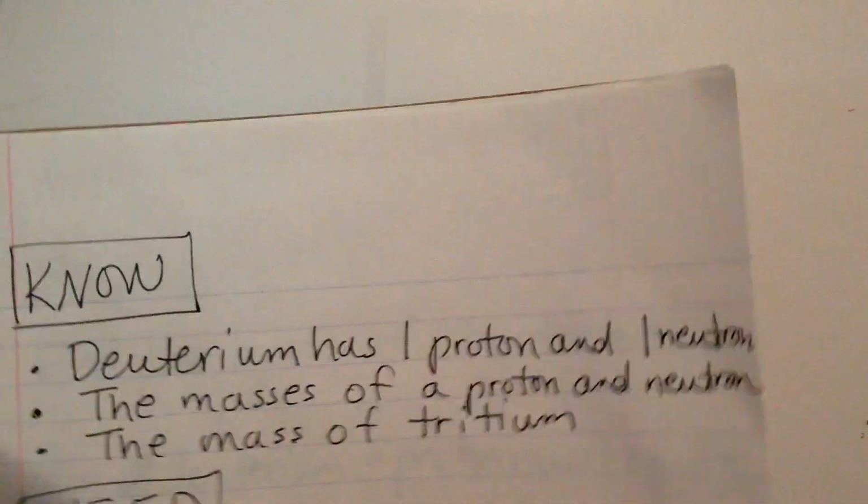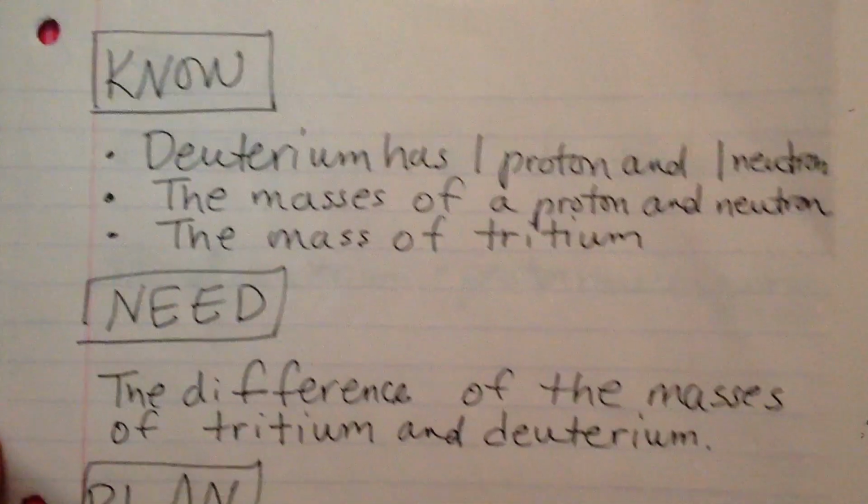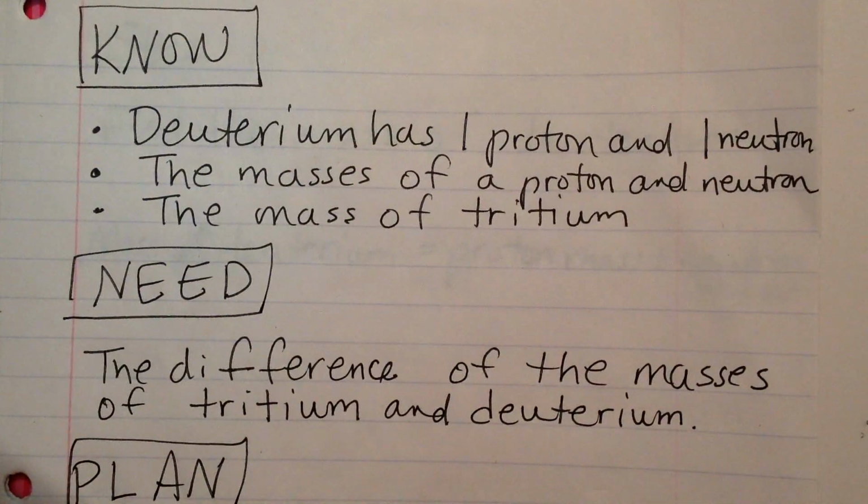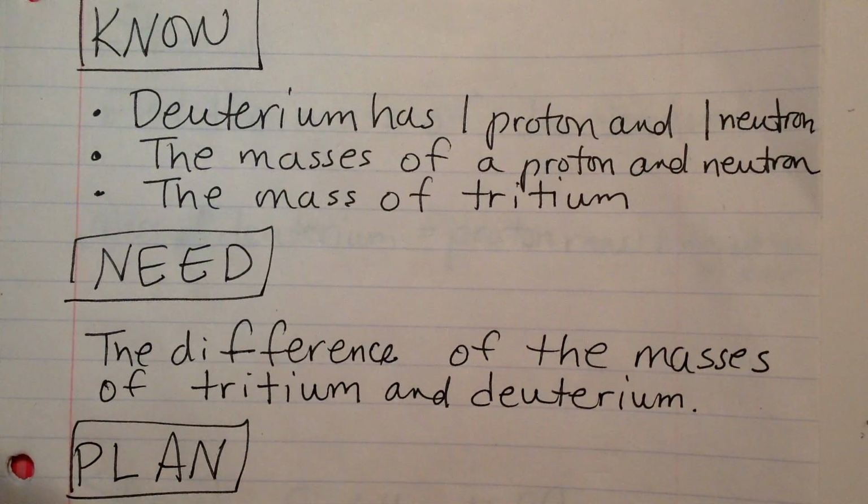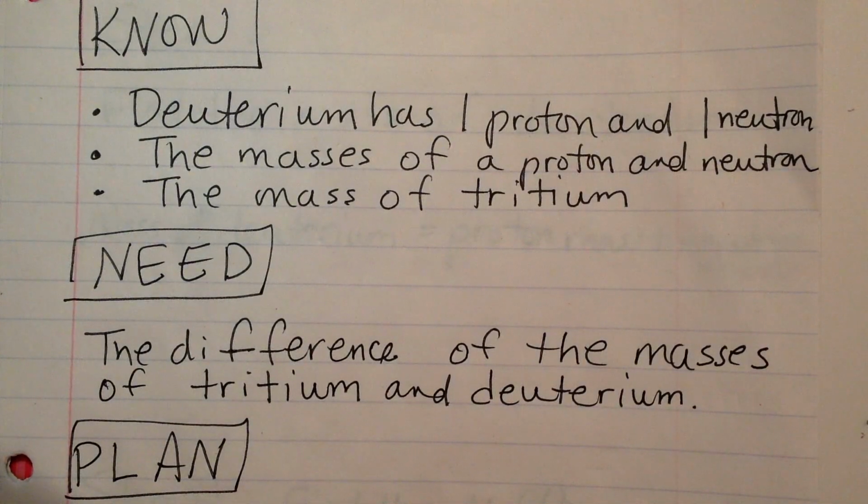So, what do we know in this problem? We know that deuterium has 1 proton and 1 neutron. The masses of a proton and a neutron. We know the mass of tritium. So those are the things we know. What do we need to find? The difference of the masses of tritium and deuterium.